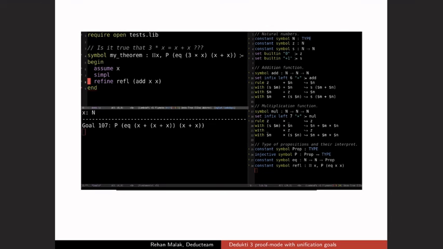So now let us put on purpose an error in our theorem, trying to prove that 3 times x is equal to x plus x. So obviously this is wrong, and deductive free won't be happy with it. We apply the proof script we have just used, and we see that there is an unsolved goal.